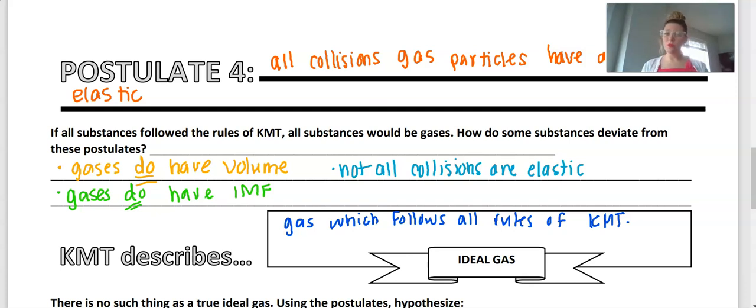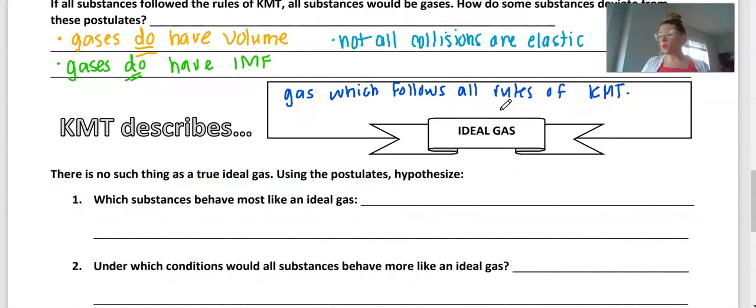And so what I want you to think about before class tomorrow are the two questions listed below. One, if there is no such thing as an ideal gas, which substance behaves most like an ideal gas, or which gases do you think behave most like an ideal gas and why? And two, if we could manipulate conditions to have substances behave more like an ideal gas, how would we manipulate those conditions? Under which conditions would they behave most like an ideal gas?